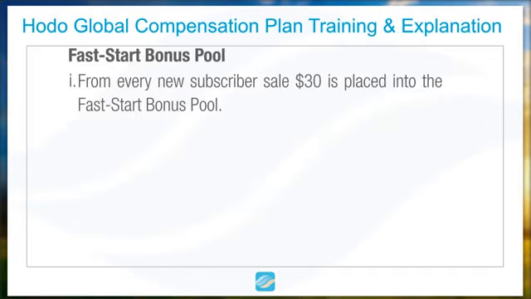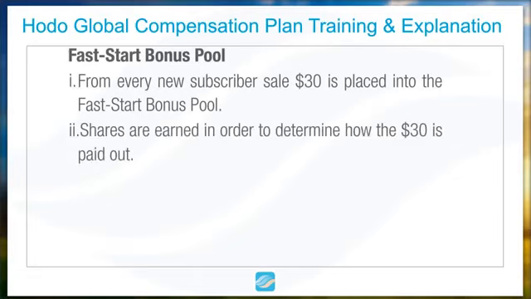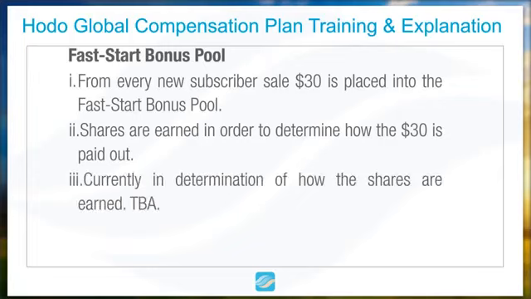Fast Start bonus pool. From every new subscriber sale, so from every $308.88, we take $30 and put it in a Fast Start bonus pool. You earn shares in that, and you can earn shares a couple of different ways. We're still working out the different ways that you're going to earn those shares, but I'll give you an example. It's going to be something along these lines.